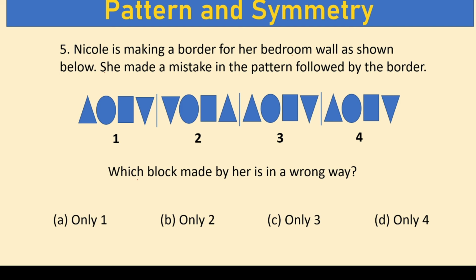The sequence is triangle, oval, rectangle and inverted triangle. Here it starts with an inverted triangle. Let's see here. It is again straight triangle, oval, rectangle and inverted. So 1 and 3 match. Let's look at 4. Again straight triangle, oval, rectangle and inverted. So 4 also matches. So 2 is our incorrect one. Hence our right answer is option B.